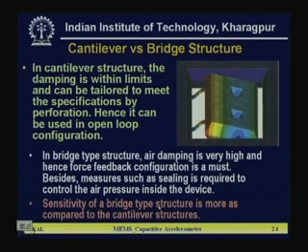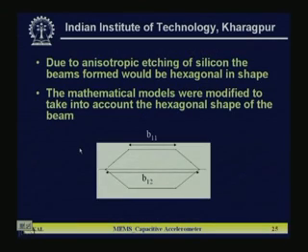Sensitivity of a bridge type structure is more as compared to the cantilever structure. If you go for a comparison of cantilever versus bridge, these points come into the picture. Now, due to the anisotropic etching of silicon, the structure of the beam is not exactly rectangular, but it will take the form of a hexagonal shape, like the figure shown here. The mathematical models were accordingly modified to take into account the hexagonal shape of the beam.